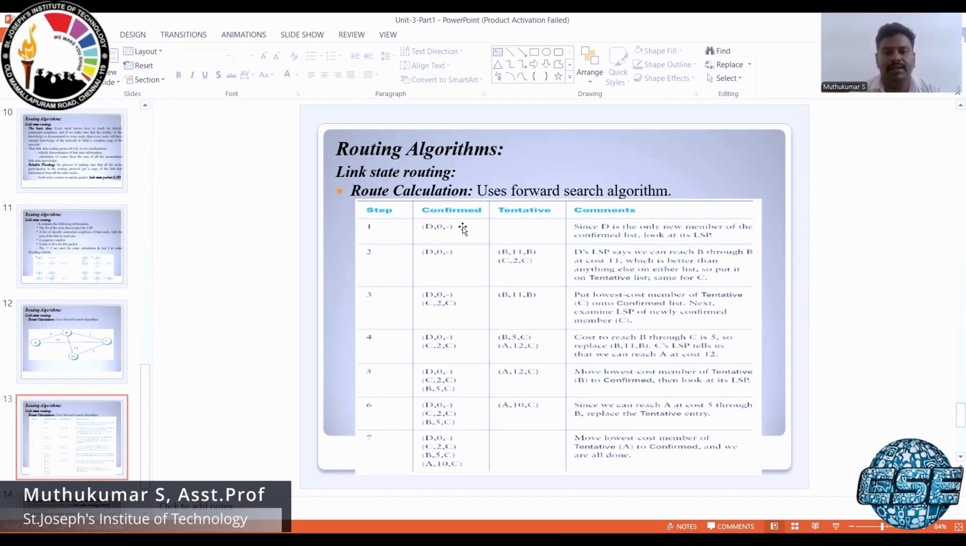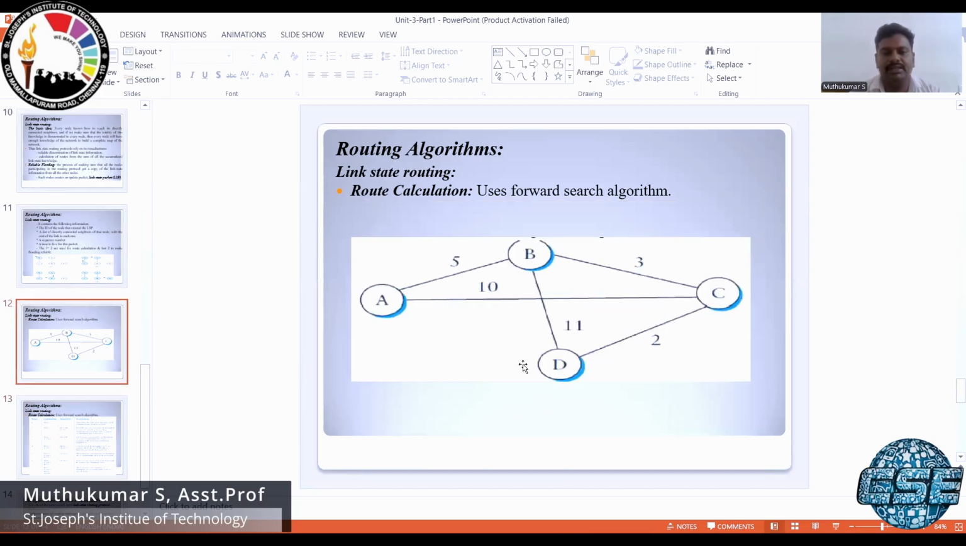Here we maintain two lists of parameters, the confirm list and the tentative list. Then you have to write the comments, which are used for our understanding. You can choose any node from the diagram as the source node. In this example, I have chosen D as the source node. You have to reach from D to all other nodes and calculate the best path. For example, you have to reach from D to C, D to B, and D to A.